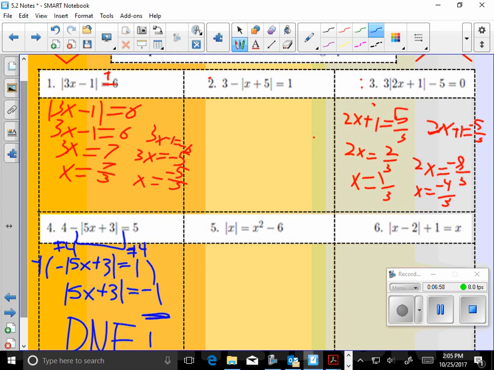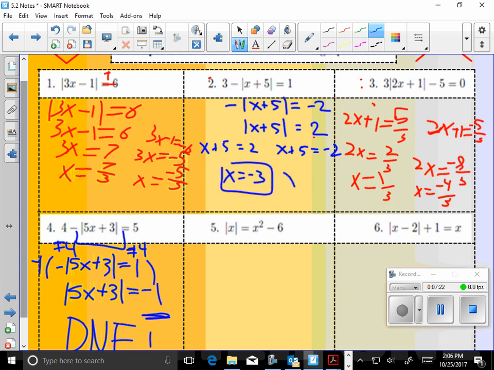Okay, number 2, we'd subtract, all right, we get this, x plus 5 equals negative 2. The negatives, oh, it can equal a negative if they're both negative, therefore x plus 5 would equal 2. And then we could go ahead and go x plus 5 equals 2, and x plus 5 equals negative 2. All right, and then we'd work from there. So our solutions would be x equals negative 3 and x equals negative 7. Cool. So far, so good?